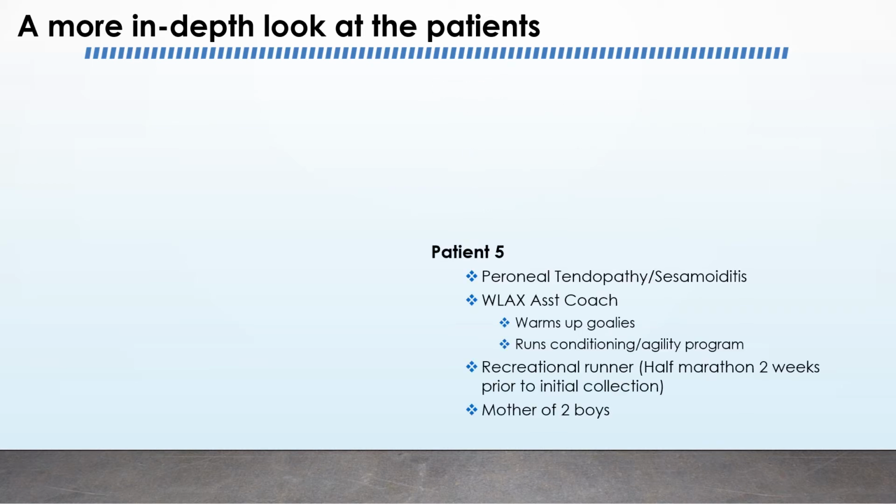Patient number 5 is our women's lacrosse assistant coach. Her main job is to warm up the goalies as well as to run our conditioning and agility program and take the girls through it. She's had sesamoiditis, she says, for about 4 years now, but it's caused a change in her gait and mechanics, which has caused her to get peroneal tendinopathy. She's a recreational runner and actually ran a half marathon 2 weeks prior to the initial outcomes collection. She's a mom of 2 boys, so when she gets home, she's very active. So she says her rest time is minimal.